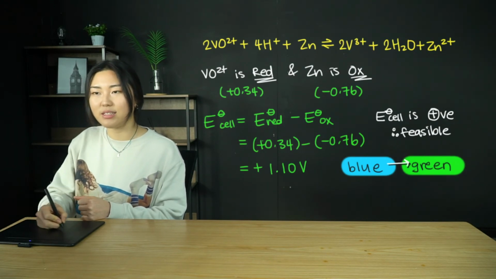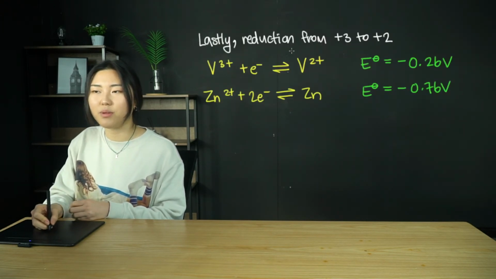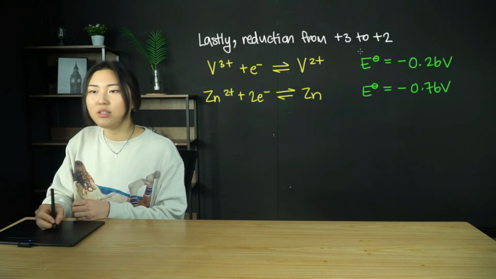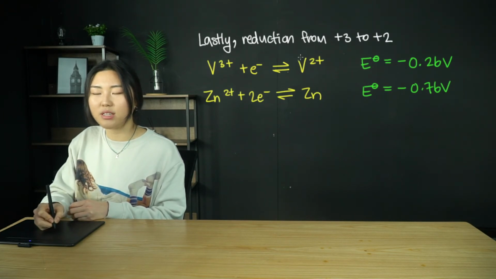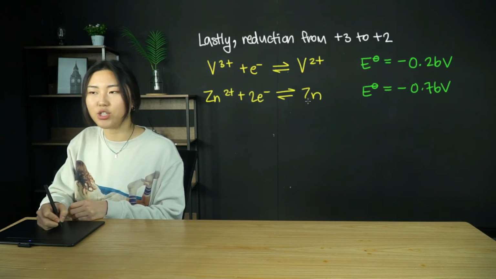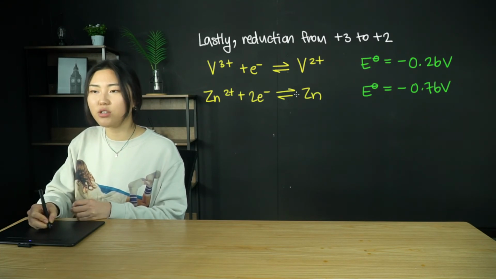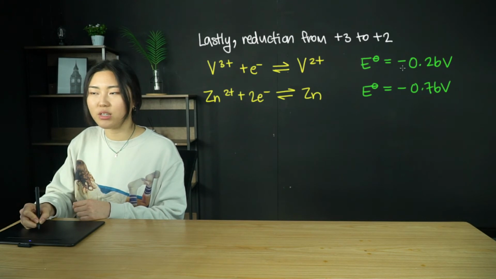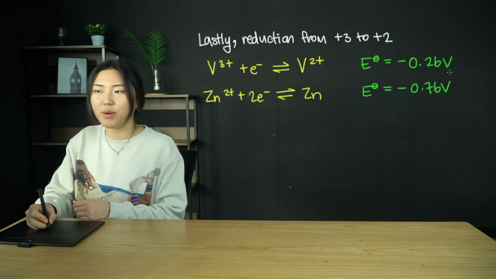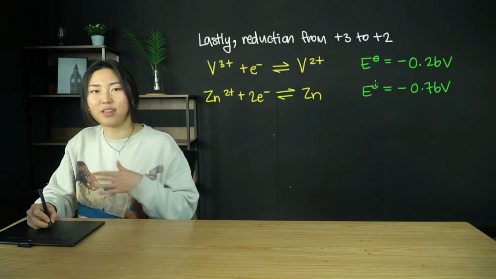So now, lastly, we're going to look at the reduction from +3 to +2. So we have the vanadium 3+ ion being reduced to V2+, and we have zinc's half equation again. And the electrode potential for this half equation is -0.26 volts, okay? By the way, electrode potential and reduction potential is the same thing.